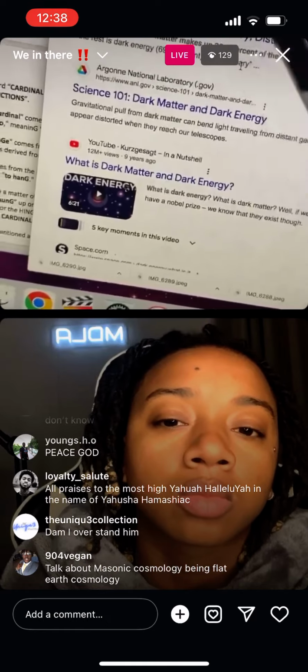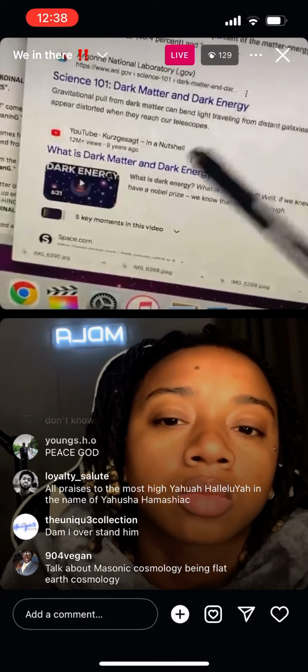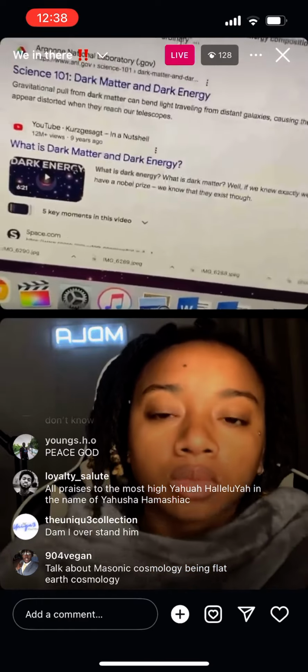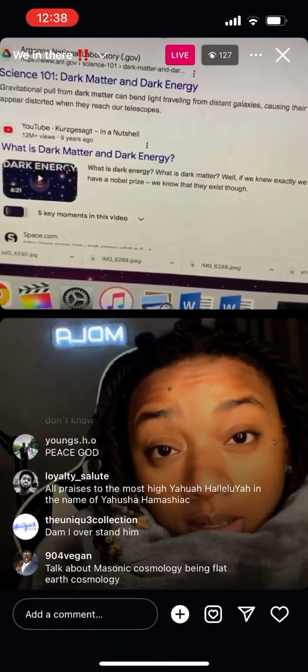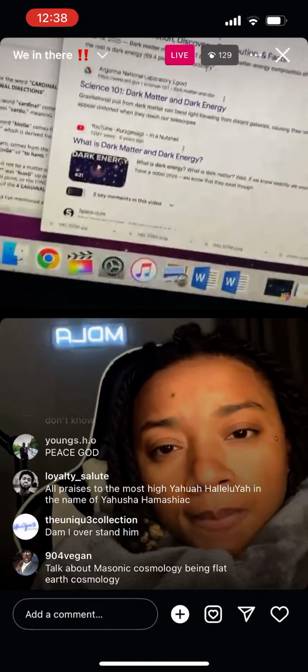But according to the words that he's using that match up with their words, and the definitions are the same, it doesn't match what he's saying. His words don't match the definition of the words he's using.